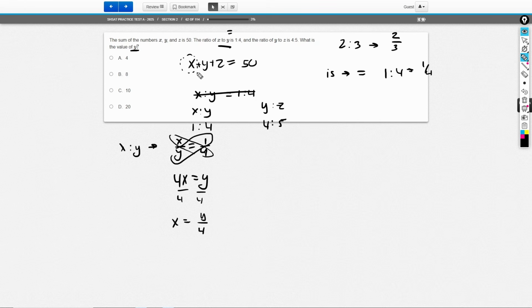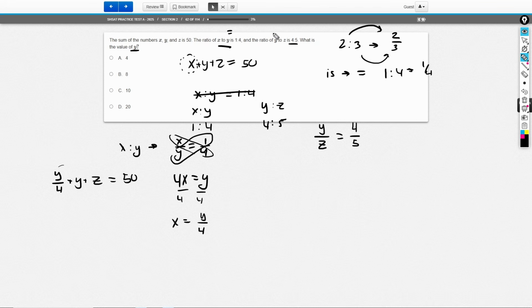So now I can plug y over 4 in for x, and I could do y over 4 plus y plus z is equal to 50. But this still isn't good enough because z is an unknown variable, and I don't know what z is equal to. I know what x is equal to, y over 4, and I can combine these two y's together, but I don't know what z is equal to. So now I look at the second ratio. Y to z is the same thing as saying y over z. First number goes into the numerator, last number goes into the denominator, is same thing as saying equals, and 4 to 5 is the same thing as saying 4 over 5.